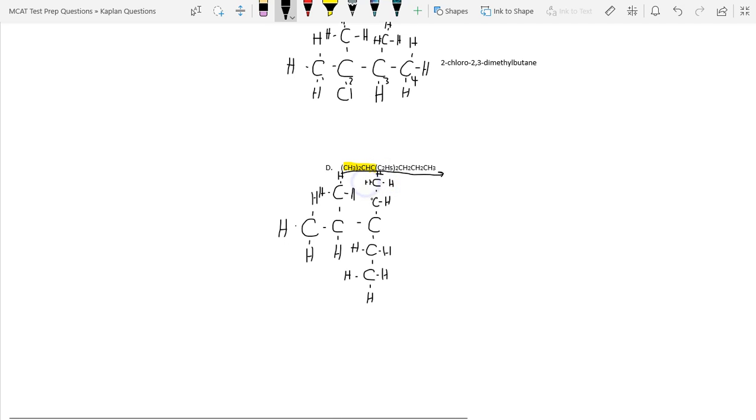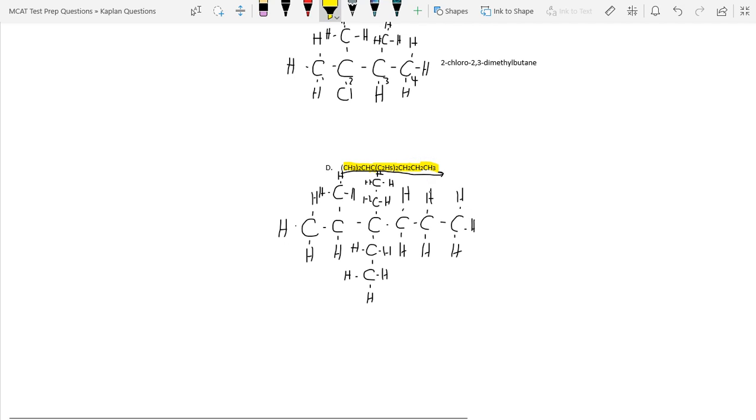And notice I'm still drawing it from left to right. I'm still going from left to right in this molecular formula as well. So then I have a carbon with 2 hydrogens. I have another carbon with 2 hydrogens. And then I have a carbon with 3 hydrogens. So that's going to finish my chain. So that's how you draw the structural formula for that one.